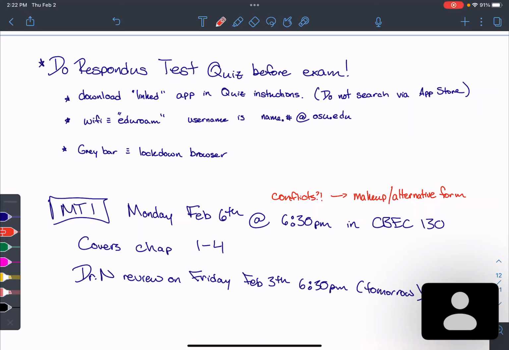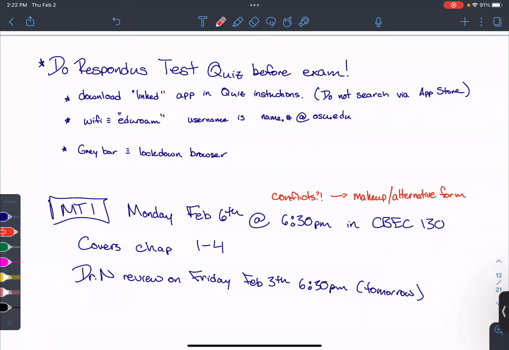The difference is, if you check your phone, between OSU Wireless and EDU Roam. With OSU Wireless, when you log in, you just put your name dot number, but for EDU Roam, you have to put your name dot number and at osu.edu for it to log in. That network is much more reliable from what we've been told by IT. And finally, when you're doing the test quiz and the exam, look for the gray bar at the top of your screen. If you see a colored bar, you are not inside Lockdown Browser, you're inside Canvas. So when you take the test quiz, before you put in the password and write test, you should see a gray bar. Then you'll know that you're in Lockdown Browser.